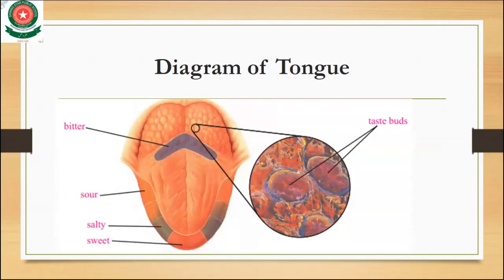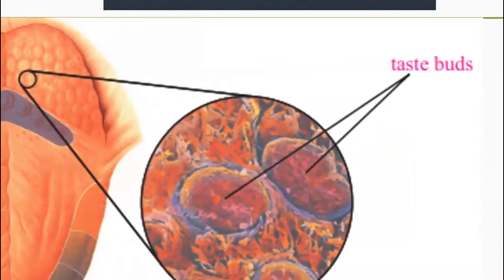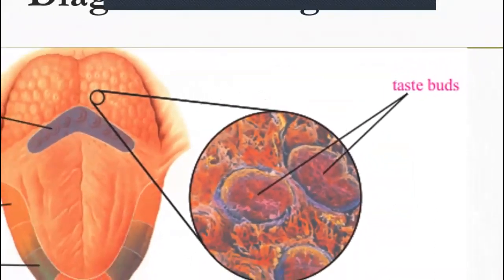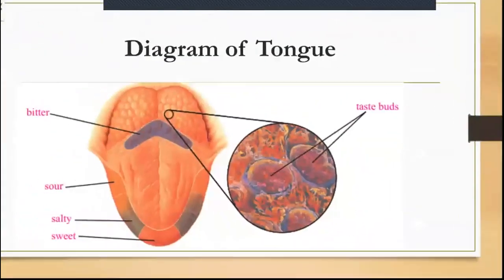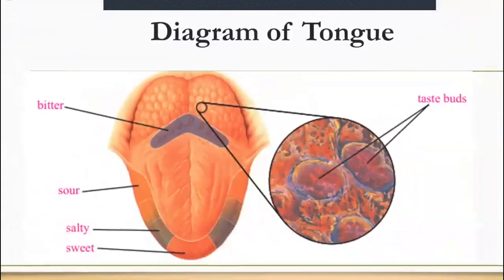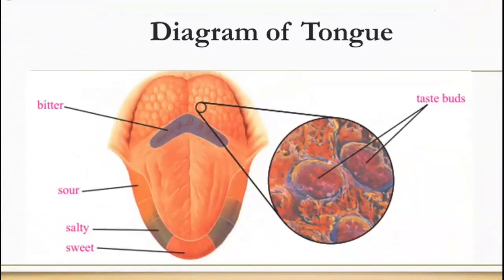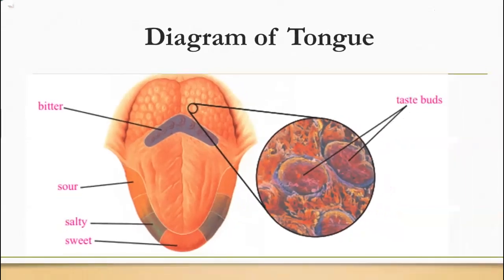And this is the diagram of the tongue. See the diagram of the tongue. These are the taste buds. I will zoom in. These are your taste buds, which are on the top of your tongue, and you can see the three parts of the tongue which can detect salty, sweet, and sour taste.